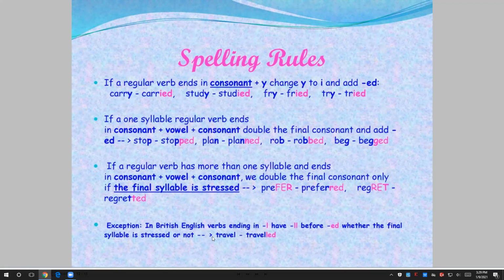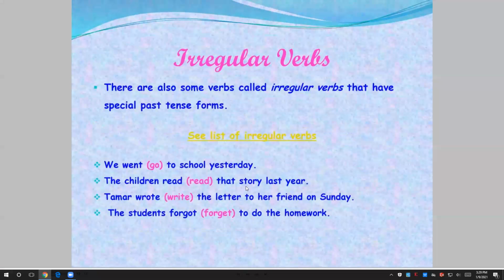Now, if you see, the verb is travel. So the stress is not on the second syllable, the stress is on the first syllable, travel. Even then we have doubled the last consonant sound. This is one of the exceptions, only when we have this L consonant at the end of the verb. So these were some of the rules for regular verbs.